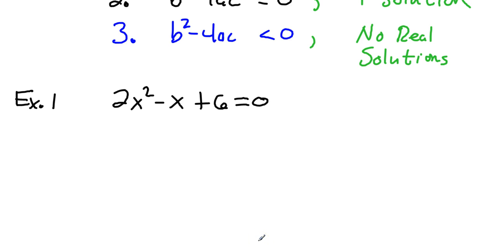Okay, so let's go with 2x squared minus x plus 6. And again, they're going to tell you to use the discriminant to tell me how many solutions you have. You don't have to find them, just tell me how many it has. So a is 2, your b value is -1, and your c value is 6.